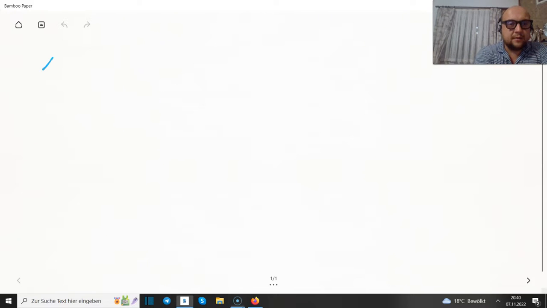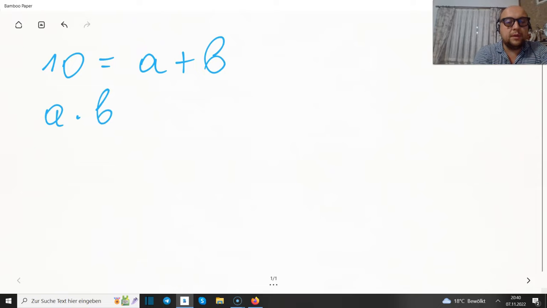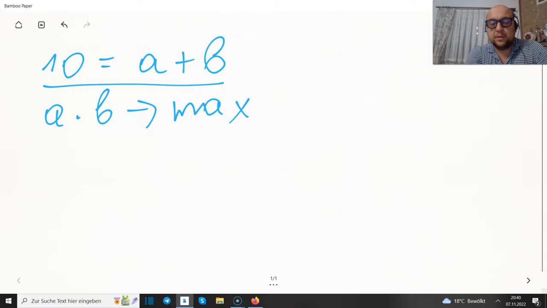Let's say we have 10. So we got the number 10. We separate it into two positive numbers, a plus b. And we would like the product of a and b to be as great as possible, so to be max. So this is what we have. This is the so-called condition here.